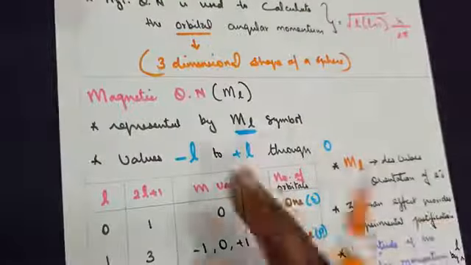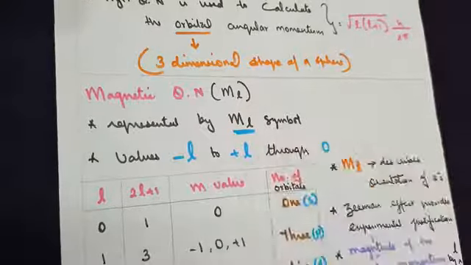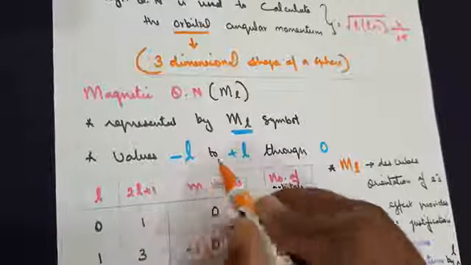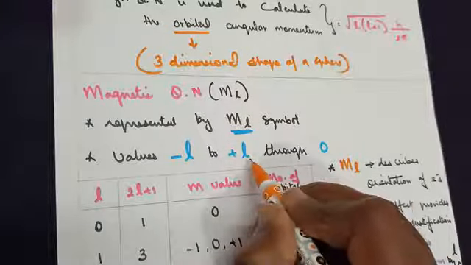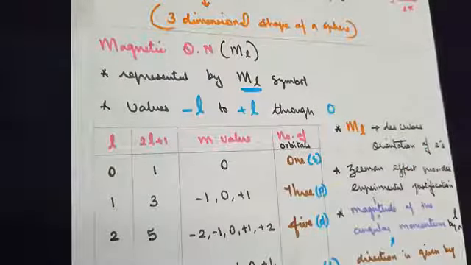The third one, magnetic quantum number, is represented by the symbol ML. The value ranges from minus L to plus L through 0. Here again, look at this chart, you will understand it better.